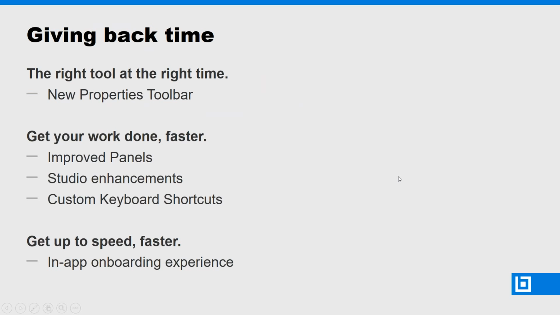Now, some of the things that this interface change allows is getting to the right tools at the right time. The new dynamic properties toolbar, which I'll show you very quickly here, allows you to get to some of the property settings for whatever you happen to be doing at the time far easier than you used to. You can get to the tools you need in fewer clicks, which is what we're all about, less clicks. Getting your work done faster.